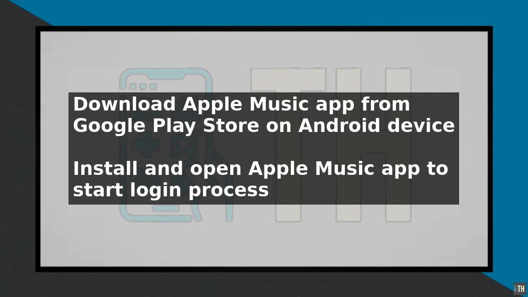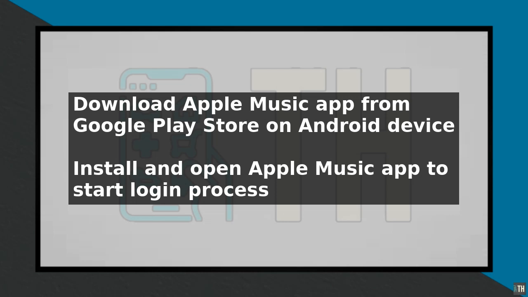To log into your Apple ID account on an Android device, you will need to use the Apple Music, Apple TV, or iCloud app, as there is no specific Apple ID app for Android. First, download and install the Apple Music app from the Google Play Store. Once the app is installed, open it and tap on the Create Account or Login button.